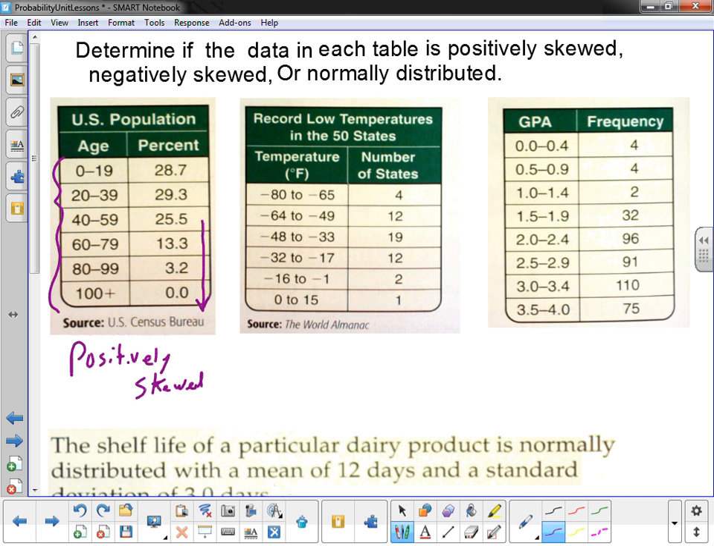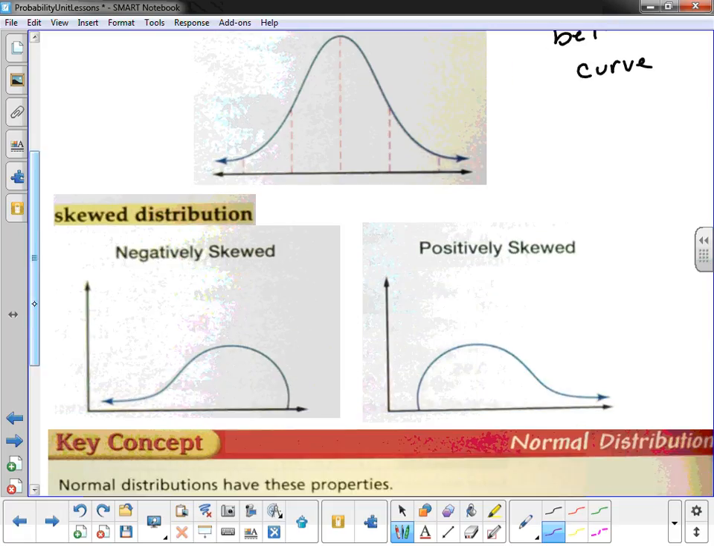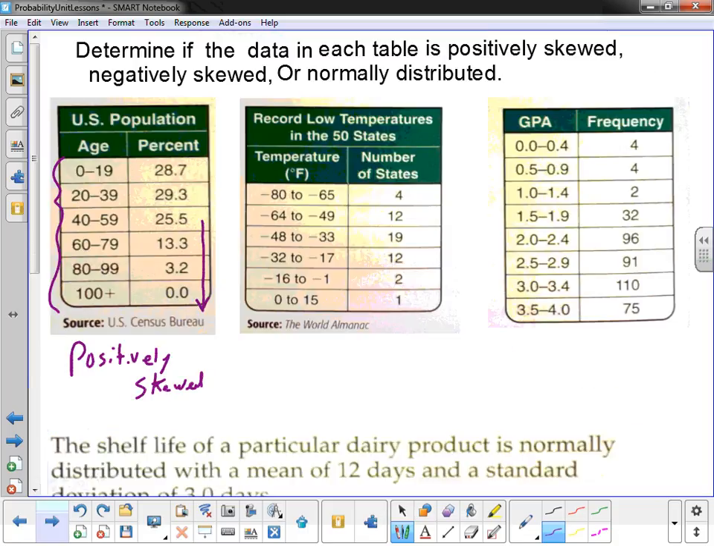So if I made the graph of it, it's going to look like this graph. It would have that big bump, and then it kind of falls away all the way out to where the 100 is. Okay, so let's look at the middle one. Again, I look down the first column here to make sure those are all basically the same width. They're all about 15 degrees, which is good, and there's no overlap. And I notice it went from 4 to 12 to 19 to 12 to 2 to 1. That's pretty normal. It's kind of symmetrical. Both ends are about the same. So I would say this one is normally distributed.